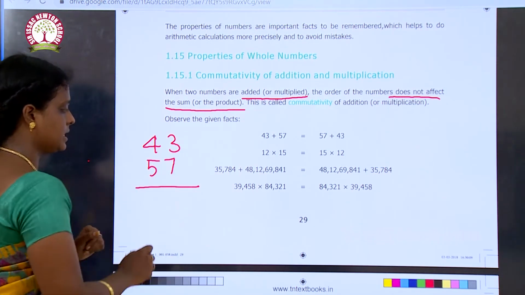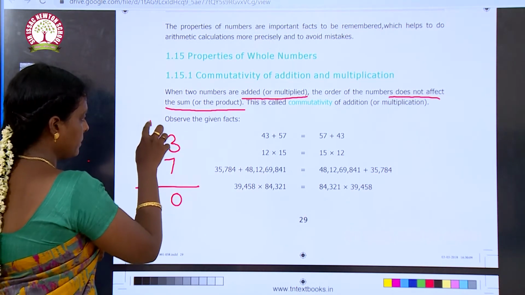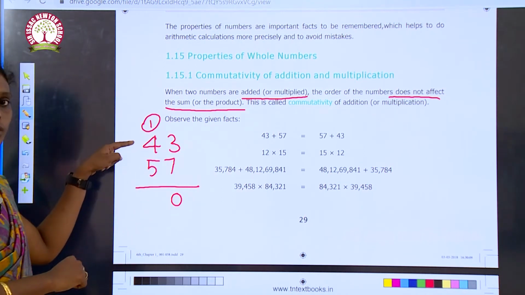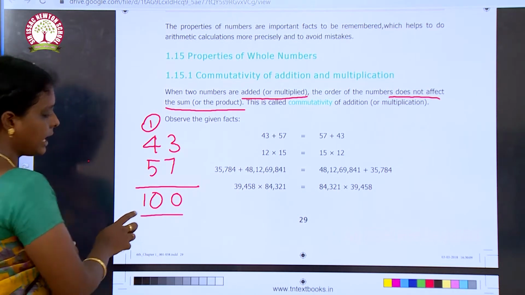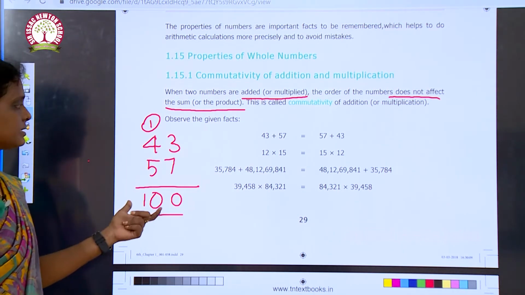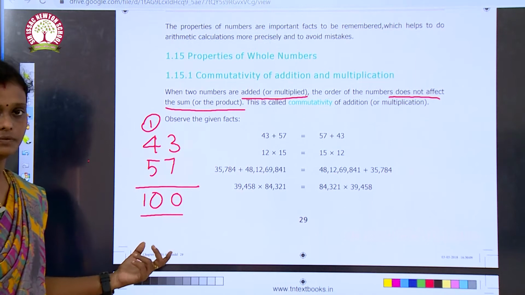So, 7 plus 3 is 10, so 0, remainder 1, 1 plus 4 is 5, 5 plus 5 is 10. So, the answer is 100, okay. So, this is 43 plus 57.